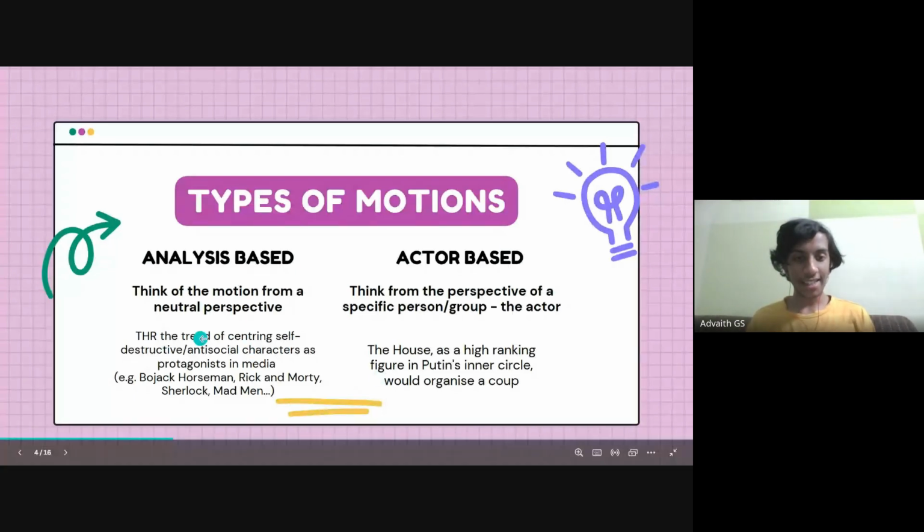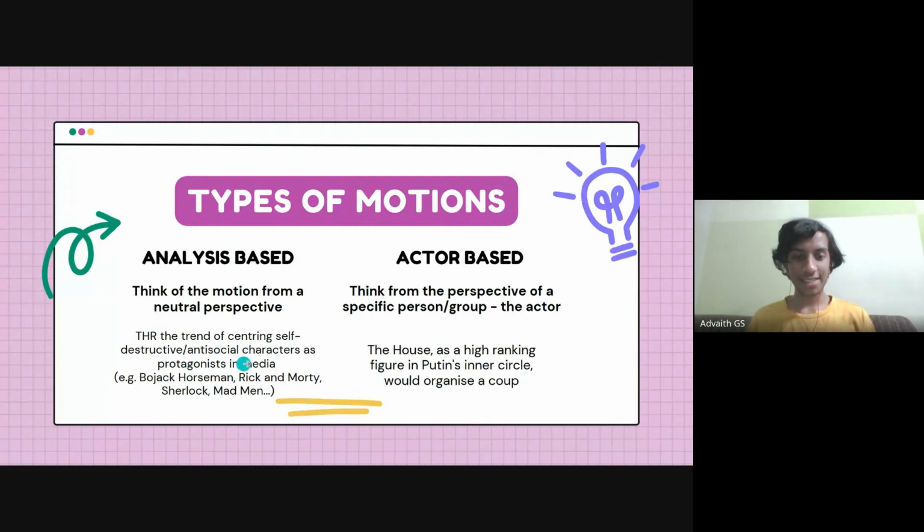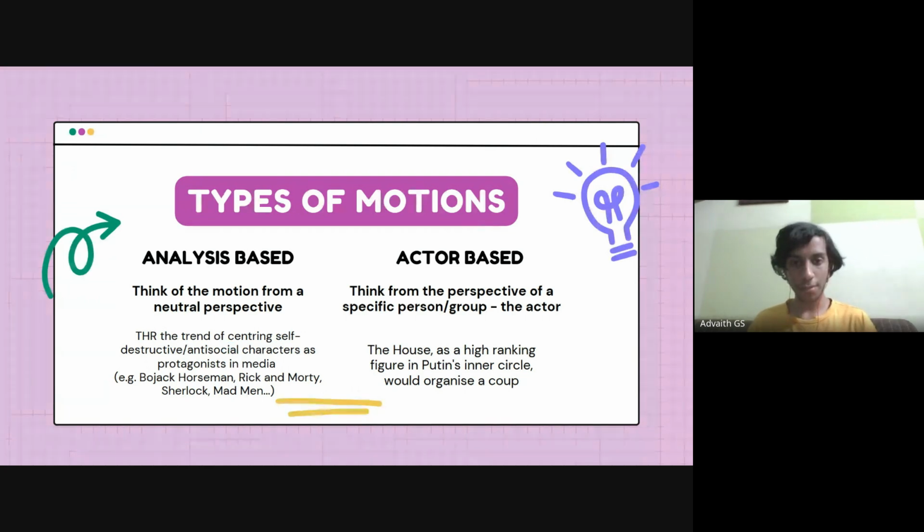The house regrets the trend of centering self-destructive or anti-social characters as protagonists in media. Self-destructive or antisocial are traits that are either not desirable or not helpful for a person. So the burden on both sides of the debate, on both houses, is to analyze the effect of having self-destructive or antisocial characters on the world in general.